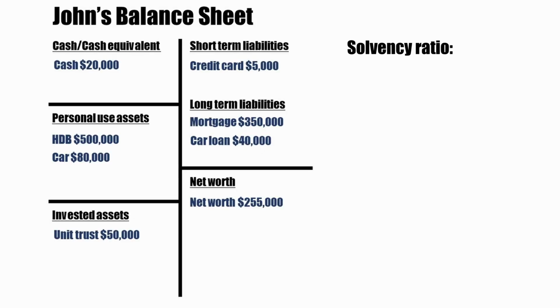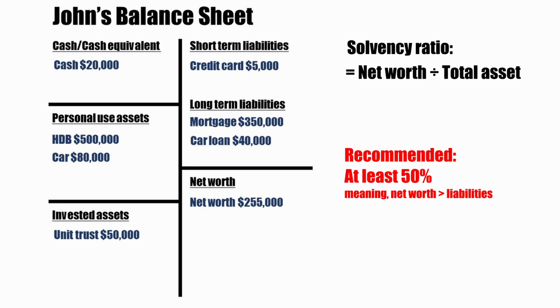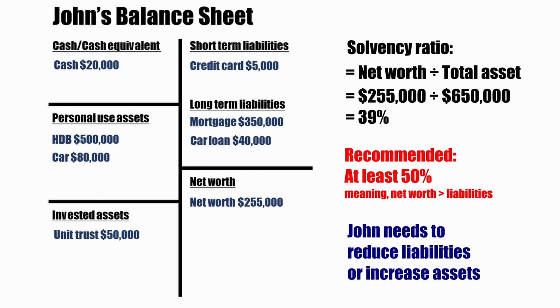The next ratio we're going to be talking about is the solvency ratio. You can calculate this by using your net worth and dividing it by your total assets. The recommended ratio for this is at least 50%. So if we look at John's example, he has a net worth of $255,000 and a total asset of $655,000. So his solvency ratio is 39%, which is below the recommended 50%. So we can see that this is an unhealthy ratio.